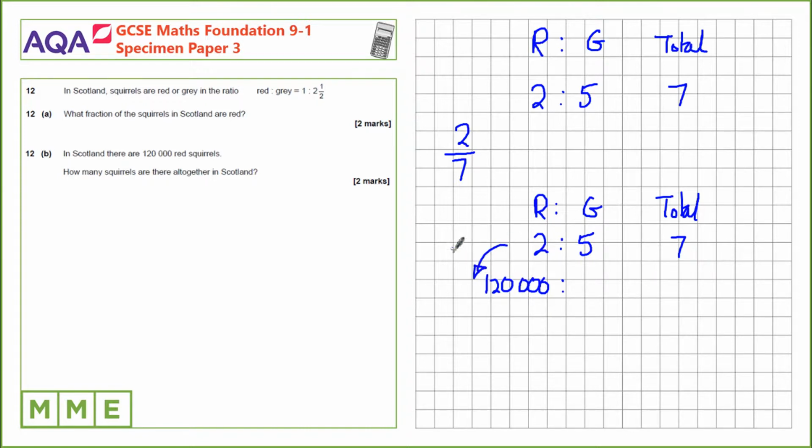So from here to here, we've multiplied by 60,000. So we need to do the same to the total. If we wanted the number of grey squirrels, we could do the same to that as well. So multiplied by 60,000, which gives us a total of 420,000.